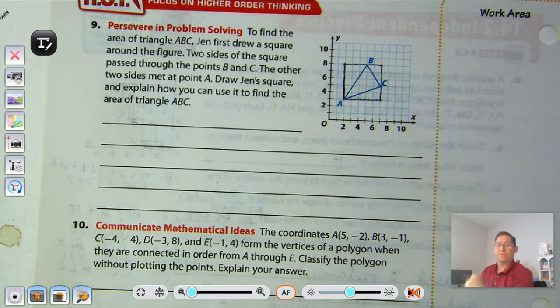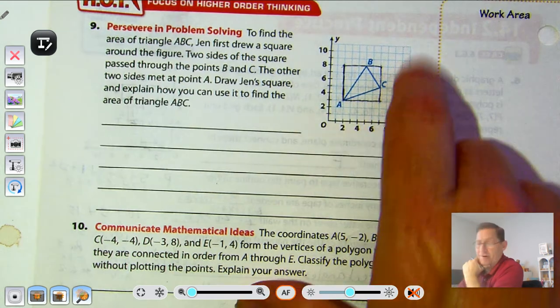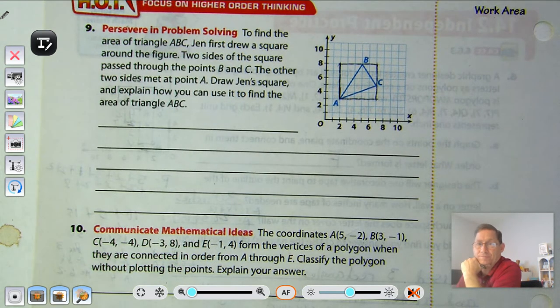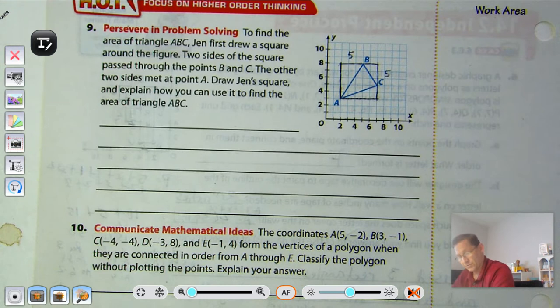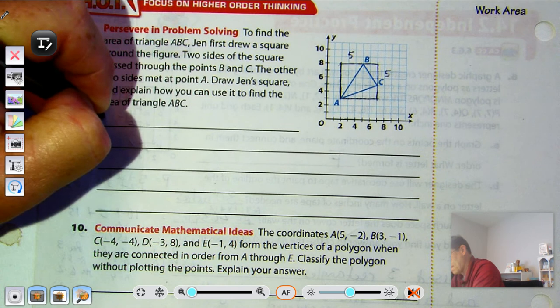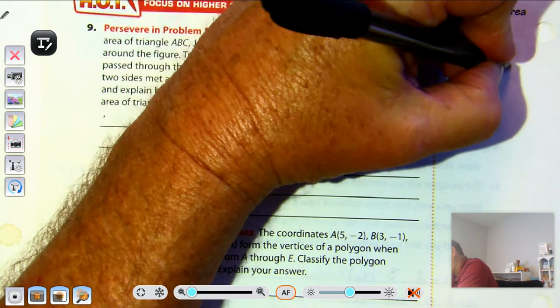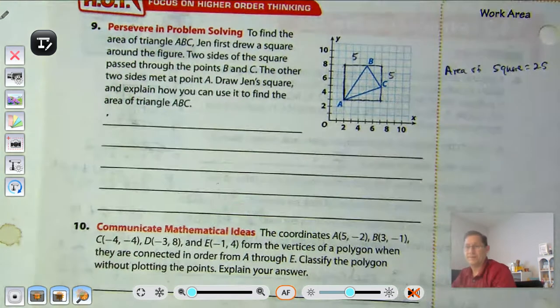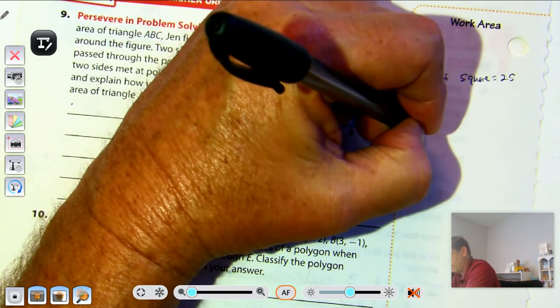All right. So basically what they're saying is, what is the area if this whole shape was a square? And we'd have a 5 by 5, right? So the area of the square equals 25. And then we have 3 small triangles we're going to subtract the area from.